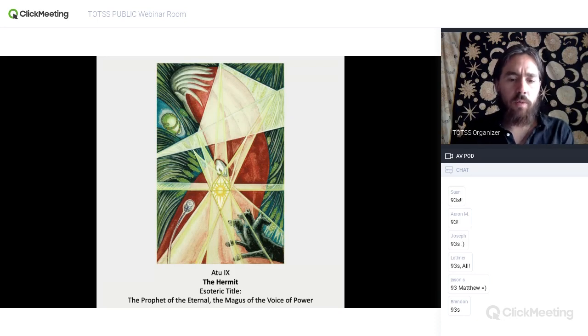Now, his robe, the hermit's robe there, I assume this is supposed to be plum. This is fairly red for plum, but I guess that's how Lady Frieda Harris understood that color. But I think that is supposed to be that color. So this is an interesting card, especially if you're familiar with the more typical attributions. We have a bunch of symbolism here. Of course, the lantern being one of the main symbols there, the idea of the concealed or hidden light.